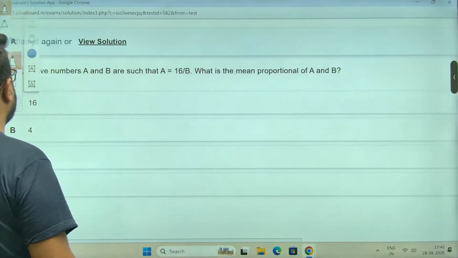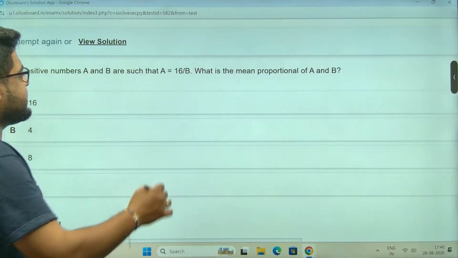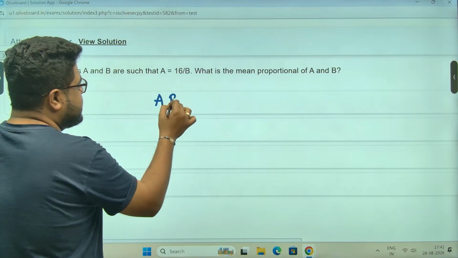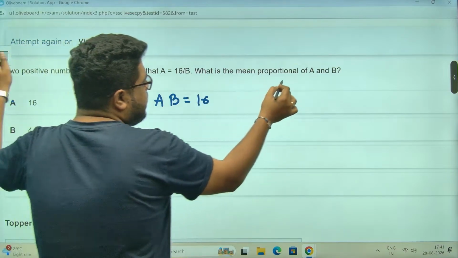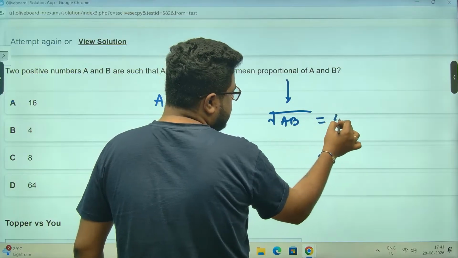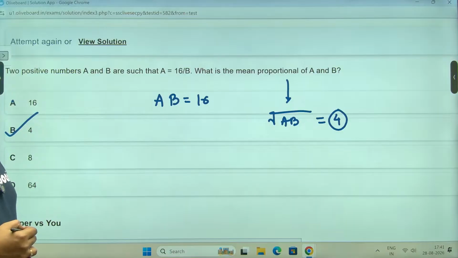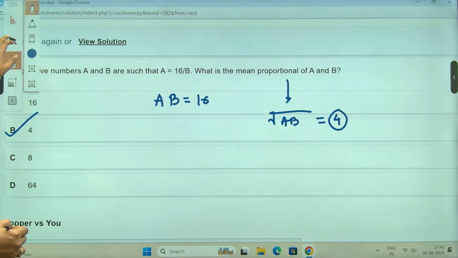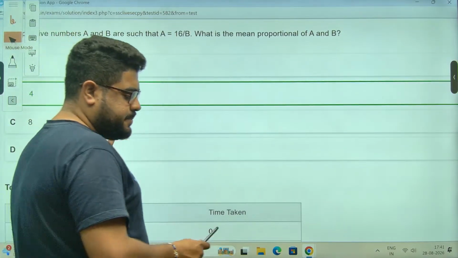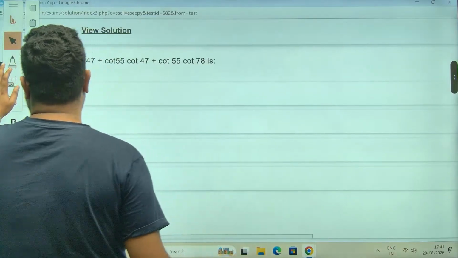Chalo. Two positive numbers A and B are such that A equals 16 by B, meaning AB is equal to 16. Mean proportional is always root AB. We all know this. Which will be root 16, which is nothing but 4. You don't need pen and paper for this. Option B is the answer. Next one, please, sir.